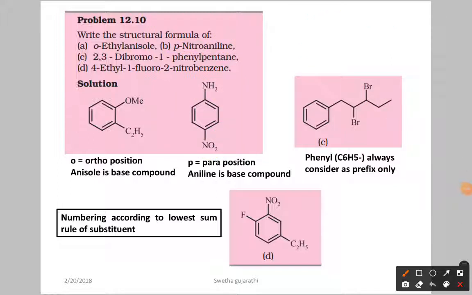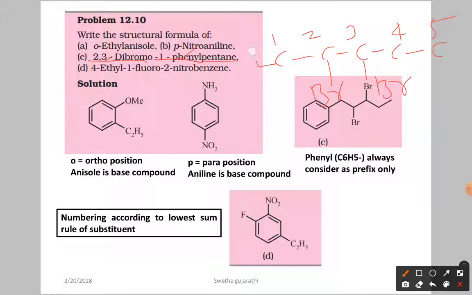Next we have 2,3-dibromo-1-phenylpentane. So here benzene is a substituent, so we take it as phenyl, not as benzene. Pentane means you should have 5 carbon atoms: first carbon, second, third, fourth, fifth. So I am giving the numbers 1, 2, 3, 4, 5. Now what is given? 2,3-dibromo means at the second and third positions we have bromine. So this is bromine and bromine. Now 1-phenyl means at the first carbon you have the phenyl group.